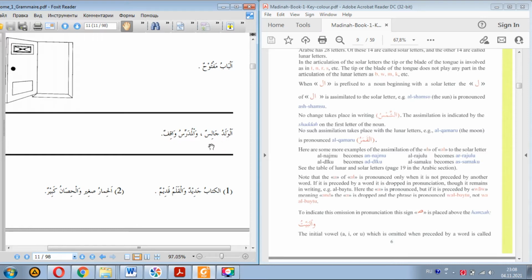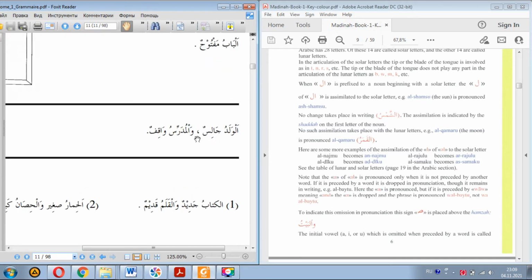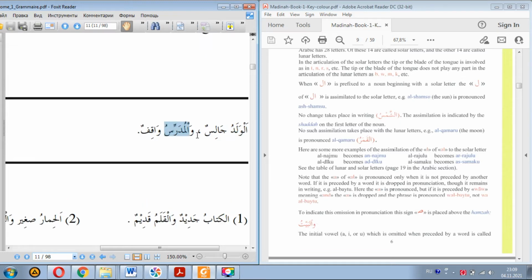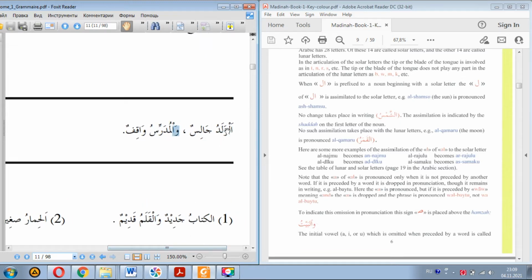And I want you to pay attention to how I pronounced this word. I said الولد جالس, so I pronounced this alif lam entirely, الولد جالس. But here I said والمدرس واقف. I didn't say والمدرس, but I said والمدرس, and therefore I didn't pronounce this alif.